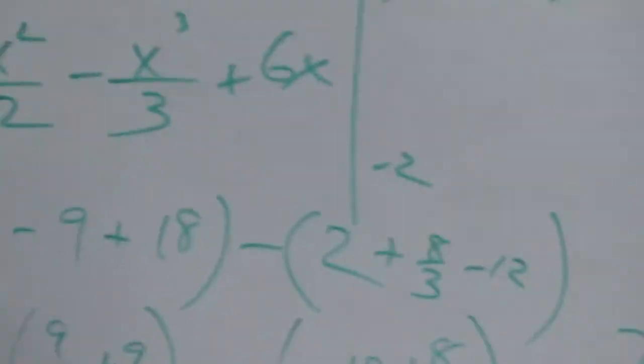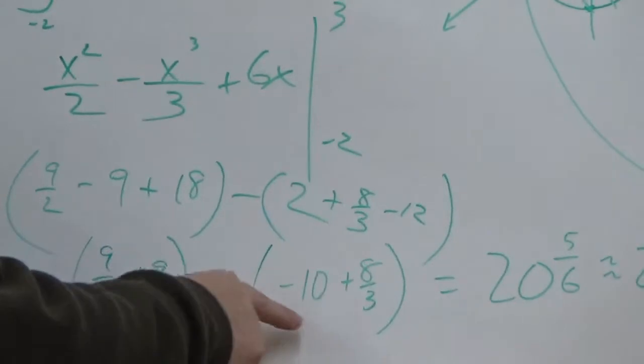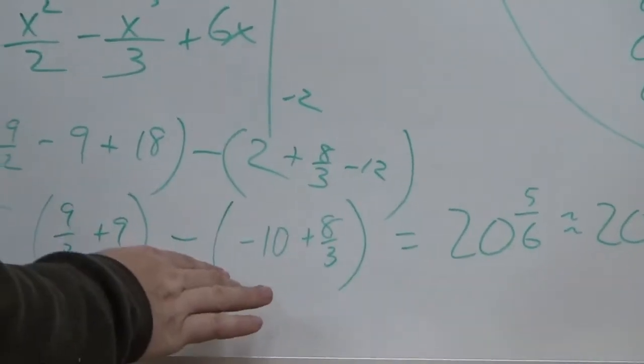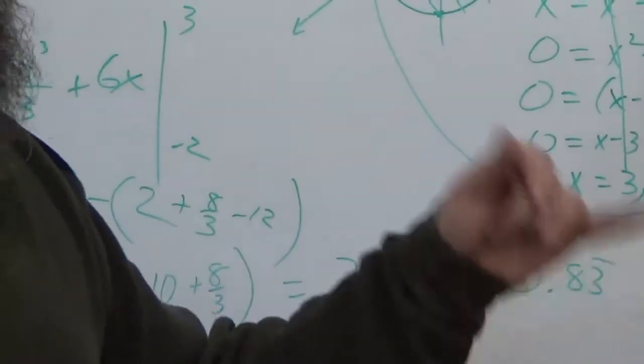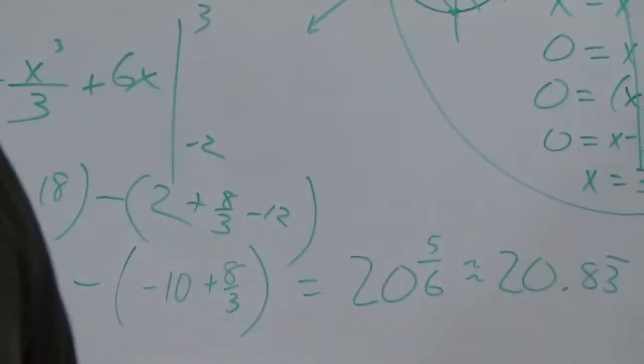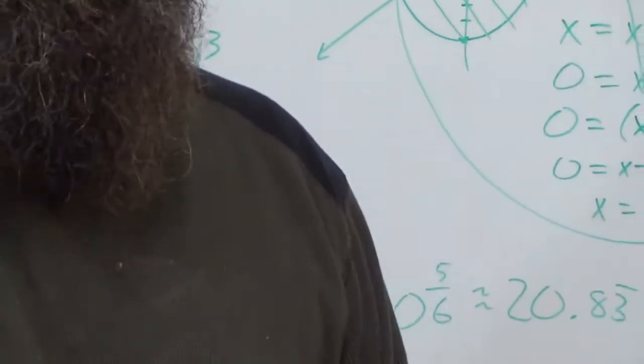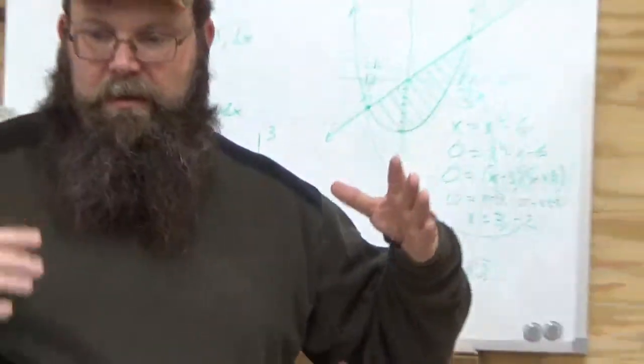Plug the numbers in, 9 halves plus 9, minus... I just simplified a little bit. You're probably going to use your Inspire, you get 20 and 5/6, which as a decimal is 20.83, and the 3 is going to repeat. Okay, so I hope you're kind of picking this up as I'm putting it down.